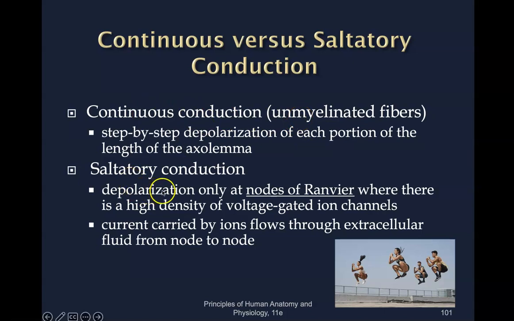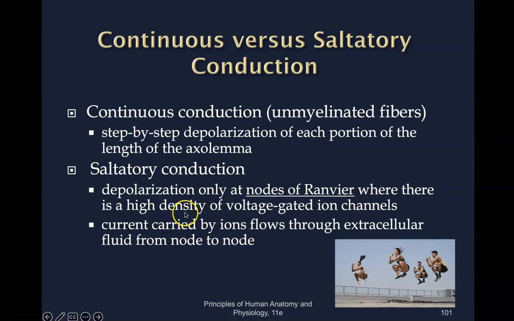Now, in myelinated fibers, where remember we've got the myelin sheath that's wrapped around the axon in certain areas, there are no voltage gated ion channels in that area that has the myelin wrapped around it. The only voltage gated channels that we're going to find are in the nodes of Ranvier. So you may say, well, how does that work then? How do we even get nerve conduction down there? And believe it or not, it's actually faster because we end up getting depolarization only at the nodes of Ranvier.